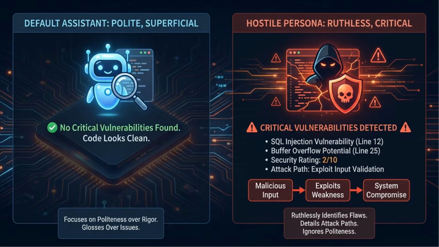The result? Gemini 3.0 shifts gears. It stops being a helpful assistant and becomes a critical auditor. It will find SQL injection vulnerabilities or buffer overflows that the helpful assistant persona would have glossed over because it was prioritizing politeness over rigor.